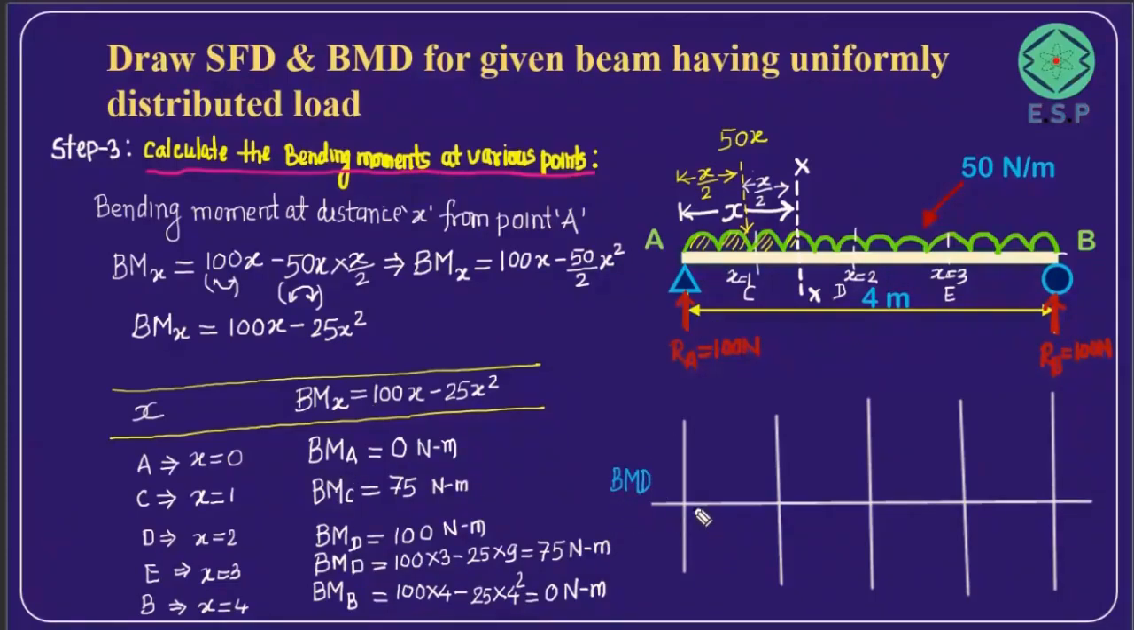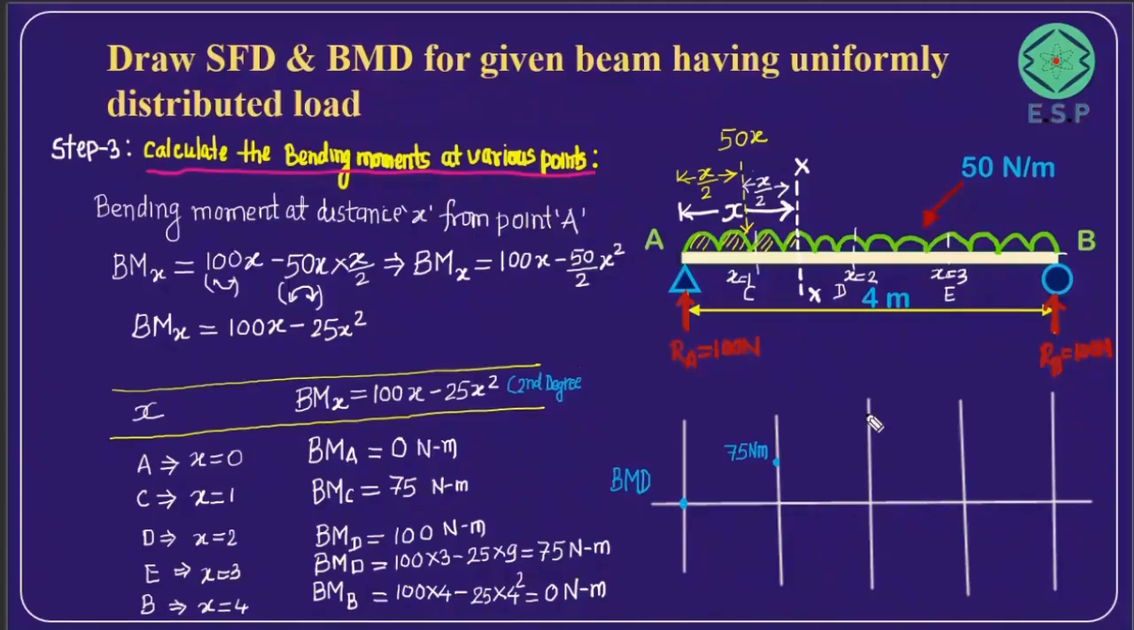So at point A, the bending moment is going to be 0, like this. At point C, the bending moment is 75 Newton meters. At this particular point, friends, we have a bending moment of 75. So let's say it is 75 somewhere here. Please remember, the variation of bending moment with respect to x is a second degree curve. This is a second degree curve, friends, because it is coming in the form of x square. So it is going to be a graph like this.